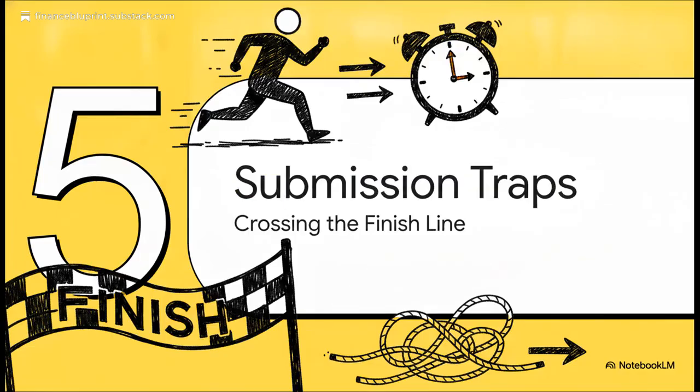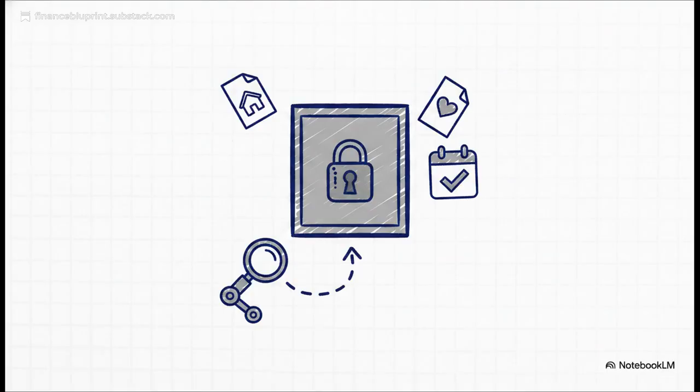And finally, step 5, avoiding final submission traps and safely crossing that finish line. Look, doing all this hard work and hitting submit is basically meaningless if you forget to e-verify within 30 days. Or if you just throw away the rent receipts you'll inevitably need when the tax department asks for proof years down the line. You've done the hard work, so don't trip over the finish line. An unverified return is an invalid return.